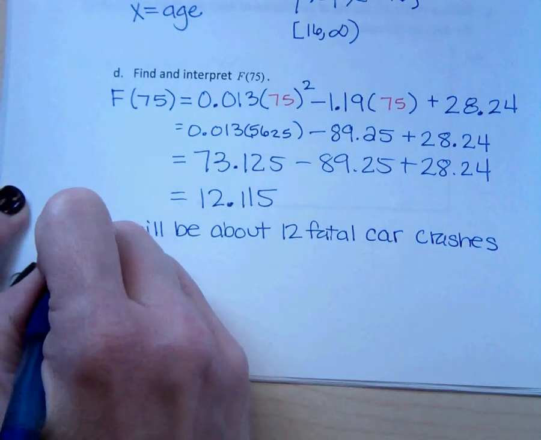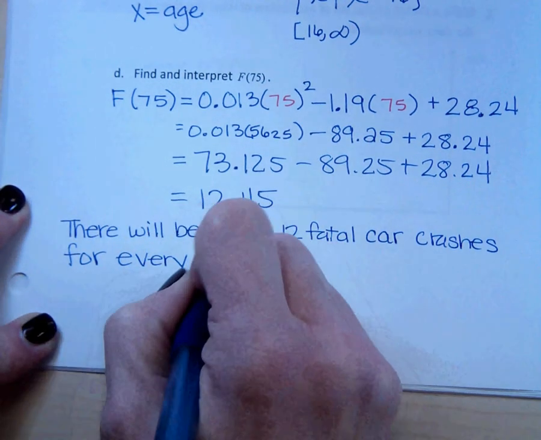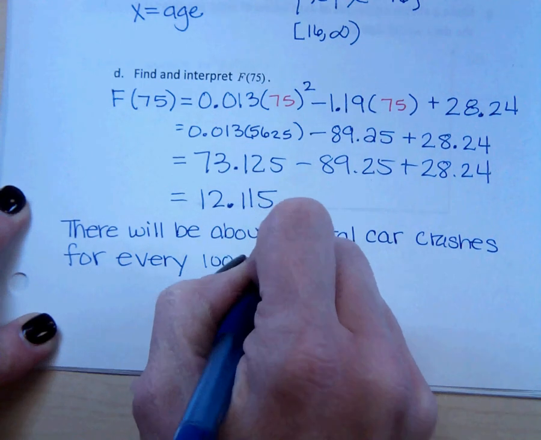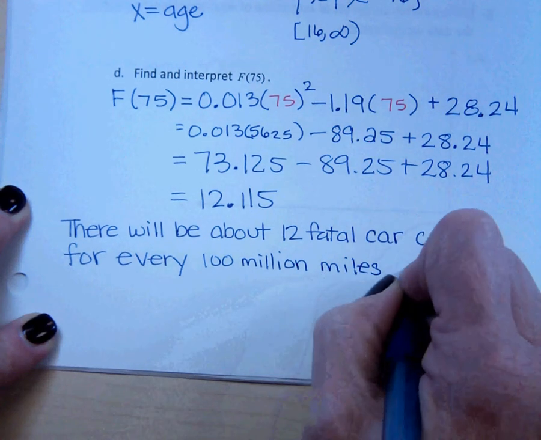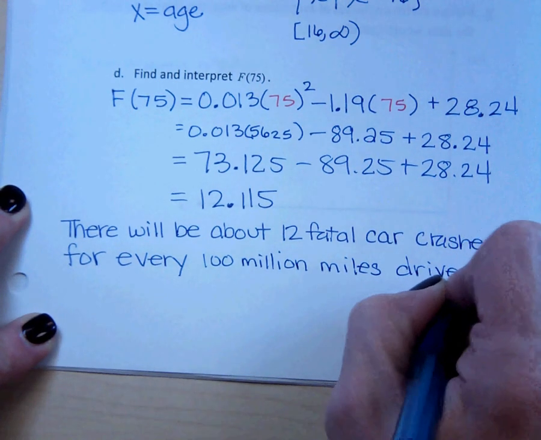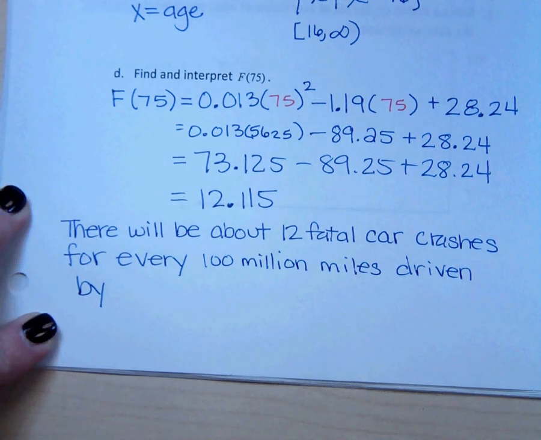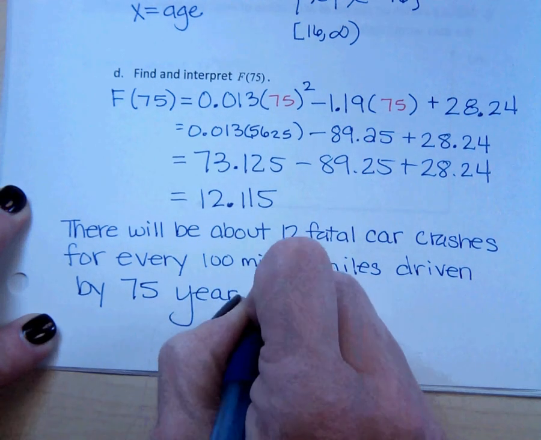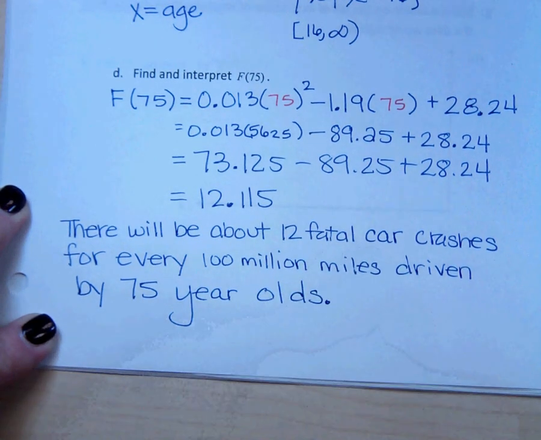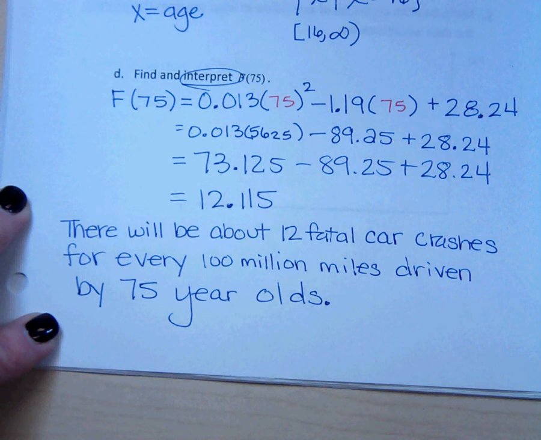for every 100 million miles driven by, now do you remember by who? Who's doing this? The 75-year-olds. That was how I would interpret it. Notice it said find and interpret. So that would be my interpretation.